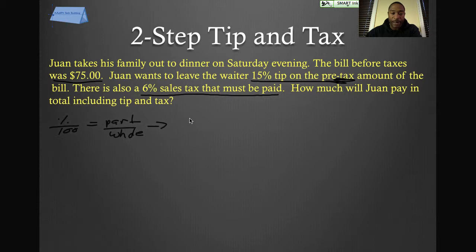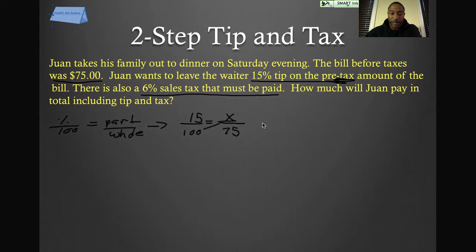I have my 100 on the bottom, as always, 100%. That's always going to be there. That must line up with my original price before tax or tip or anything is added. That's going to be 75. It's a 15% tip, so 15 out of the 100 is going to be left for a tip. And in dollars, we have to find out what that is. X, we don't know. All right, let's cross multiply.